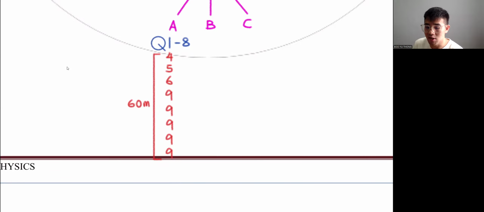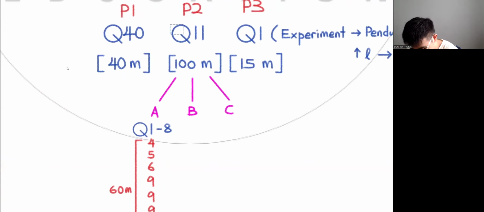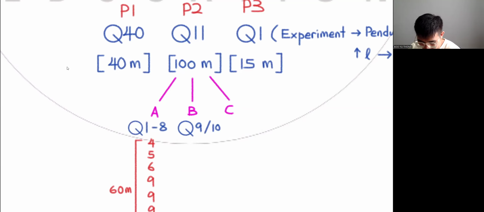For section B and section C, you just have to do 1 question each. But there are a total of 11 questions, right? So section B consists of question number 9 and question number 10. Question 9 and 10. I write a slash instead of a dash. Dash means like from question number 1 until question number 8, all the questions you have to do. But when I write a slash, it means you only have to pick 1 question to do. So either you do question number 9 or you do question number 10.